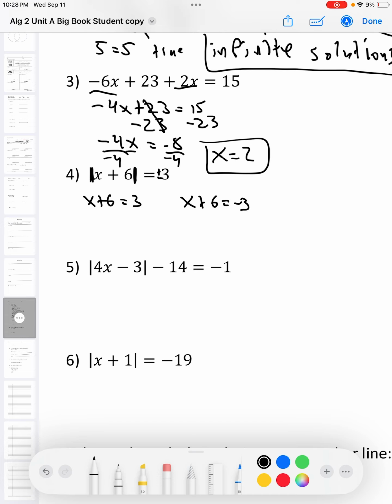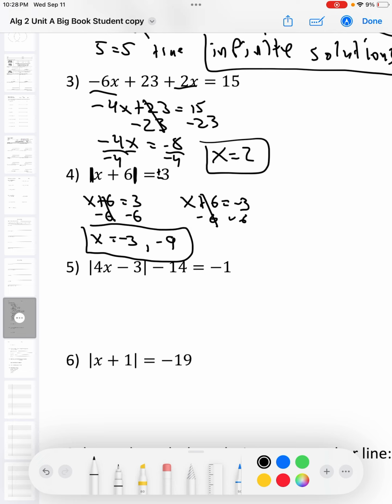So for this equation, it's pretty simple to solve. We're just going to subtract 6 from both sides for both of these equations. Over here, the plus 6 and minus 6 will cancel out, and 3 minus 6 is negative 3. Over here, the plus 6 minus 6 cancels out, and negative 3 minus 6 is negative 9. So my two solutions are negative 3 and negative 9.